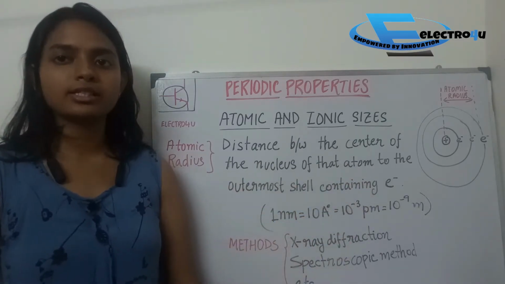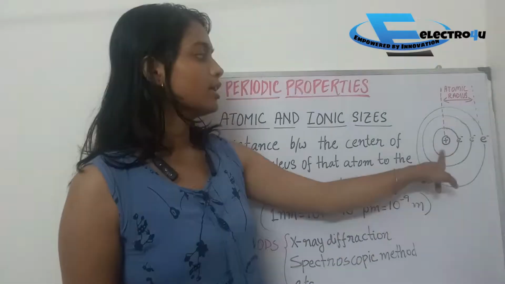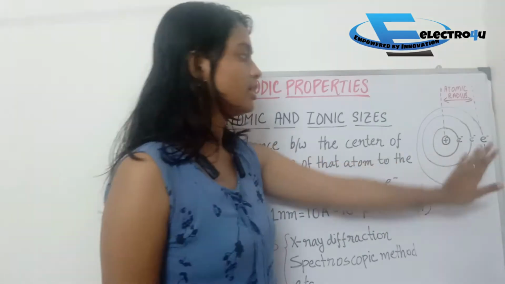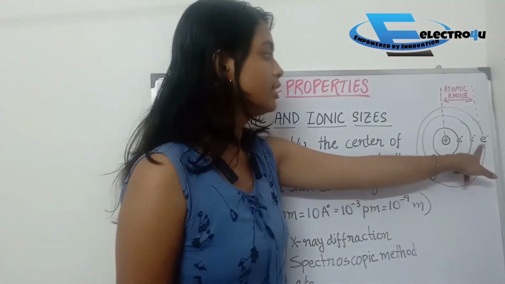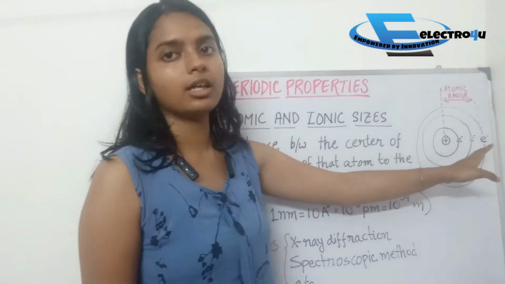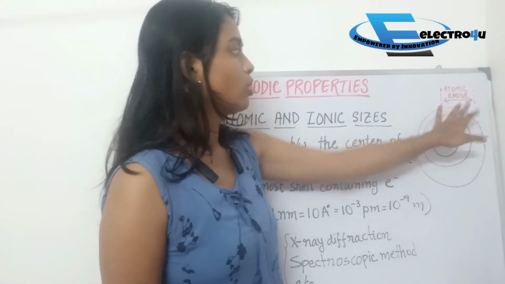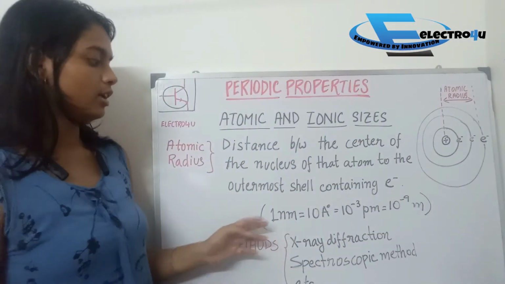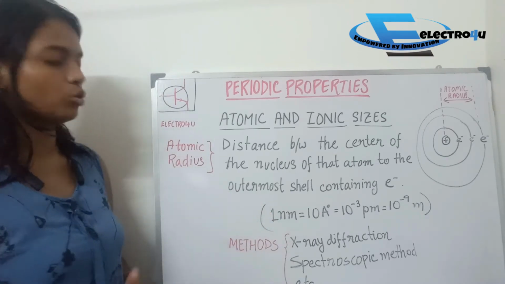So let us understand this with this diagram. Here, as we can see, this is the positively charged nucleus and these are the shells containing electrons. So the distance between the nucleus and the outermost shell which contains electron, that is called atomic radius.